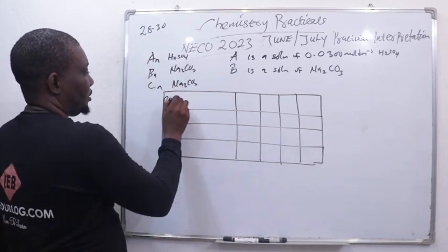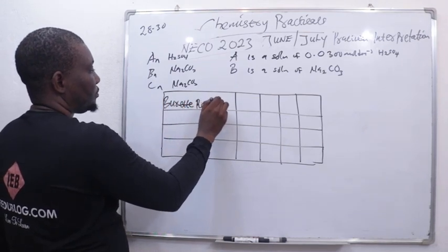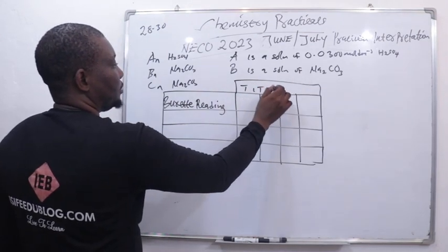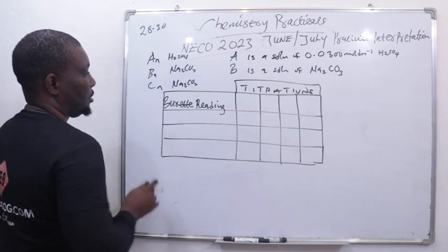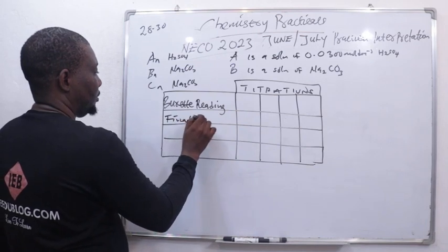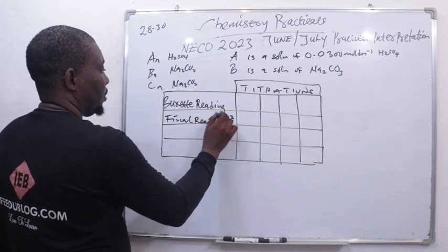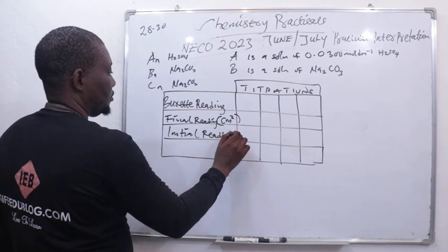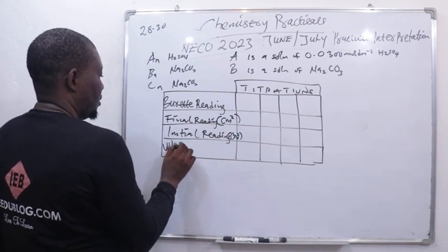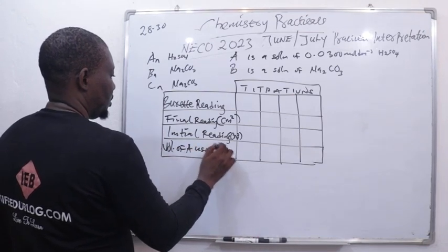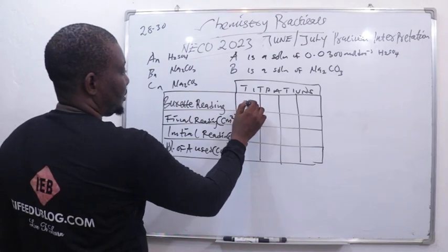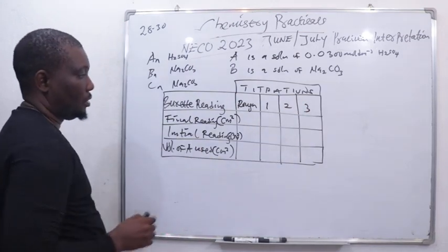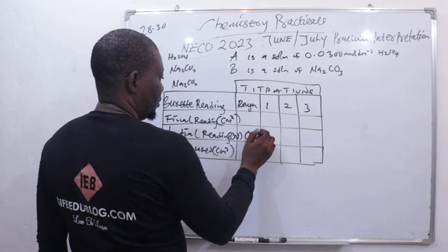This is the burette reading, and then these are the titration figures. You have to put in the titrations, and here you have final reading, initial reading, and volume of A used. Make sure units are placed. Then you have first, second, third.